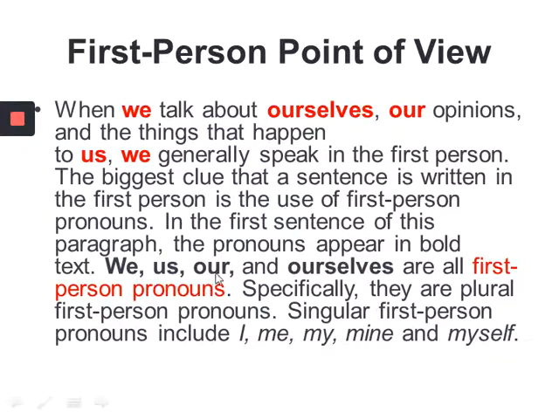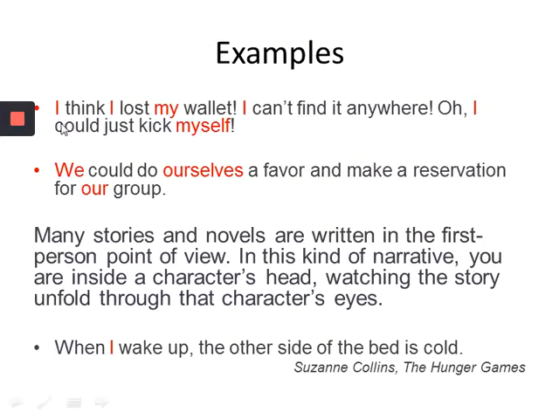We, us, our, and ourselves are all first person pronouns. Specifically, they are plural first person pronouns. The singular first person pronouns include I, me, my, mine, and myself. For example, I think I lost my wallet. I can't find it anywhere. Oh, I could kick myself. We could do ourselves a favor and make a reservation for our group.